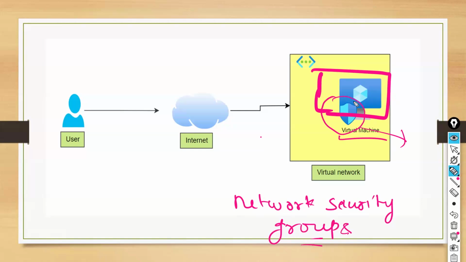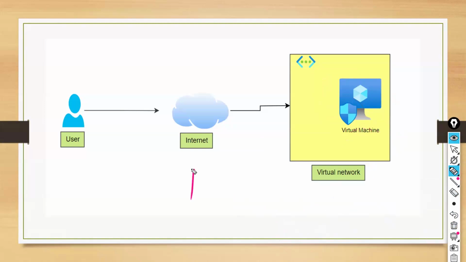Now, to deploy a virtual machine, you need to have your virtual network in place. Now, what's that virtual network? Let's say you're configuring your environment inside the cloud. All the communications currently happening across the world are happening on IP addresses.